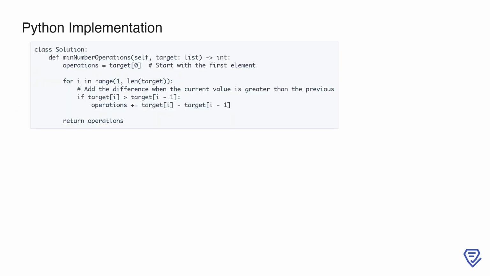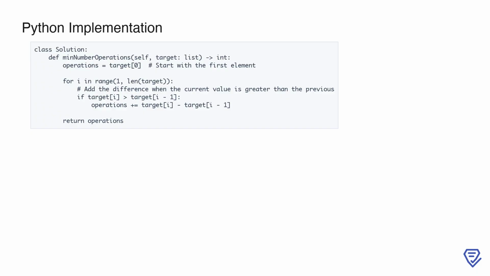The solution to LeetCode problem number 1526, minimum number of increments on subarrays to form a target array, involves calculating the minimum number of operations required to transform an array of zeros into the target array using subarray increments. Explanation of the code. 1. Initialization. The operation count is initialized to the first element of the target array, target[0]. This is because we need at least target[0] operations to make the first element of the 0 array equal to it.